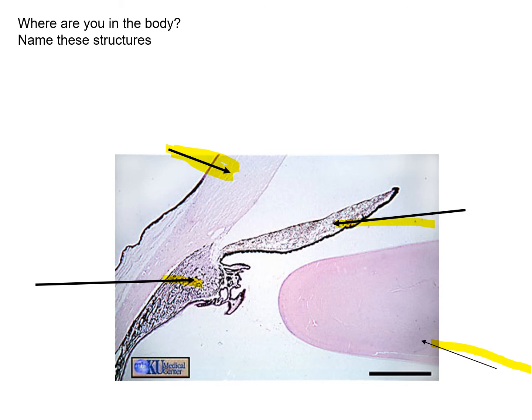There are 3 parts of the vascular tunic. The iris is one of them. What controls the shape of the lens? Ciliary body. It is the ciliary body. And the last remaining part of the vascular tunic would be the choroid.